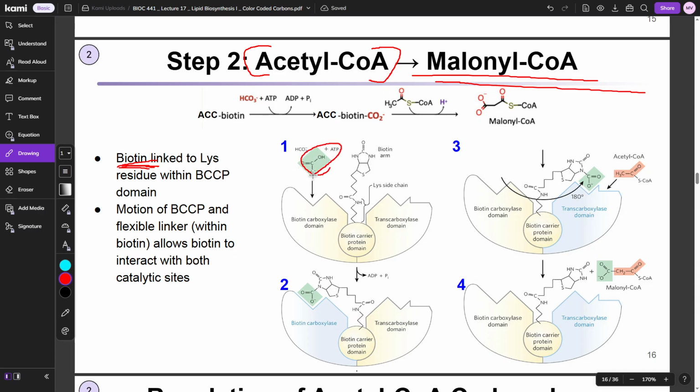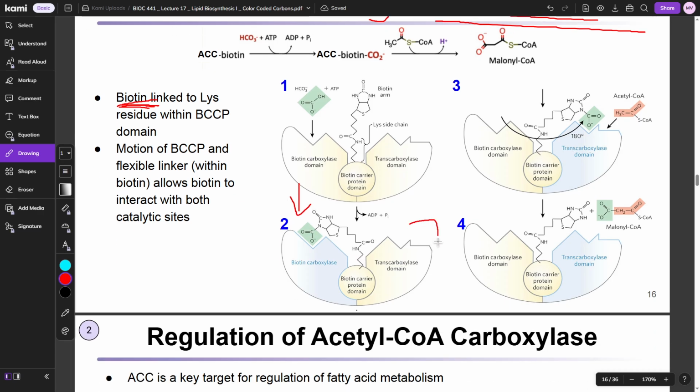We use bicarb and we use ATP to make this activated bicarbonate. And then what happens is that this biotin molecule actually does this kind of attack where it forms a bond with this bicarbonate, and you get this intermediate shown here in 2. And this happens in the biotin carboxylase domain.